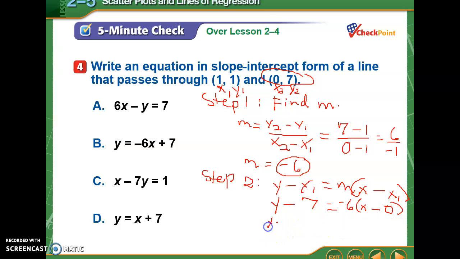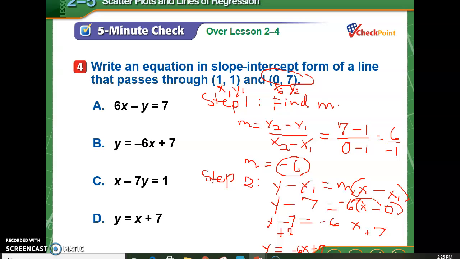Alright, so y minus 7, and then what do you do with negative 6? You're going to distribute. That's correct. So negative 6x, and then you multiply 6 by 0, that becomes 0. So all you need to do is, your final step, just add 7 both sides. So your final answer is negative 6x plus 7.